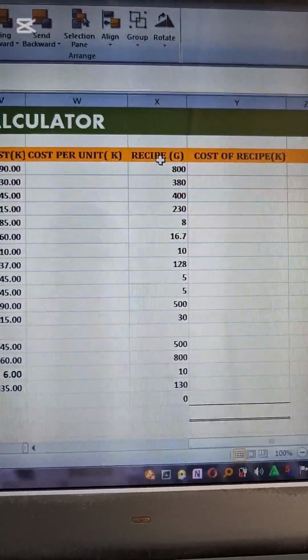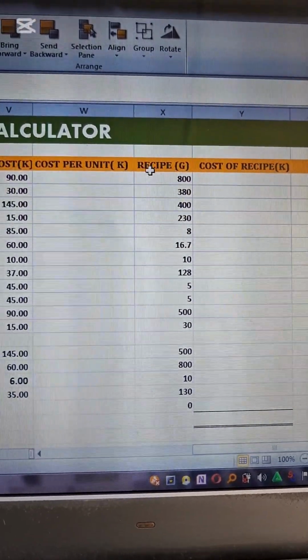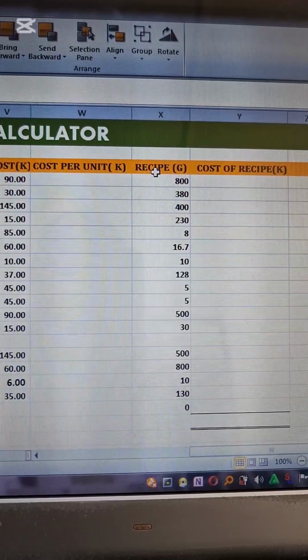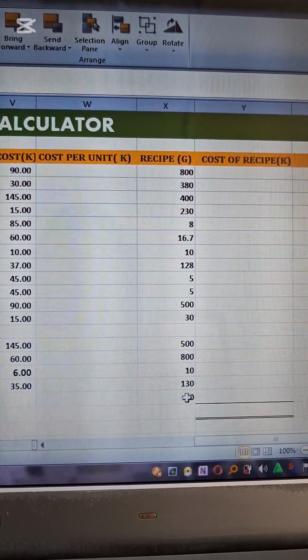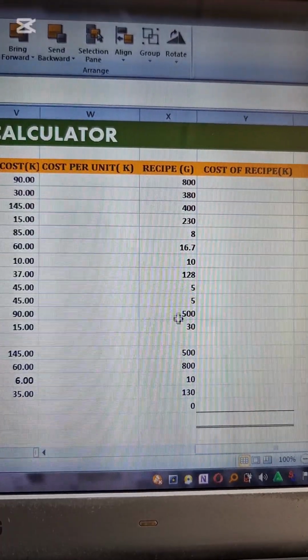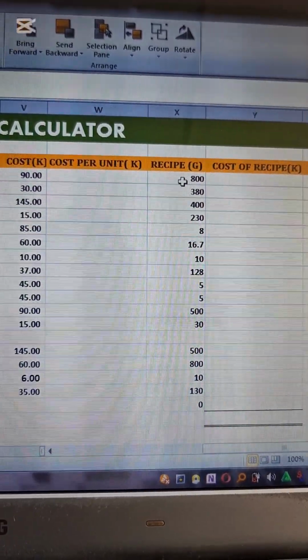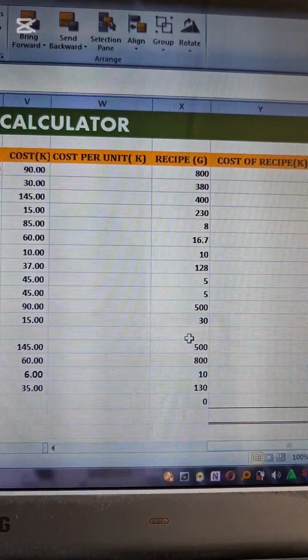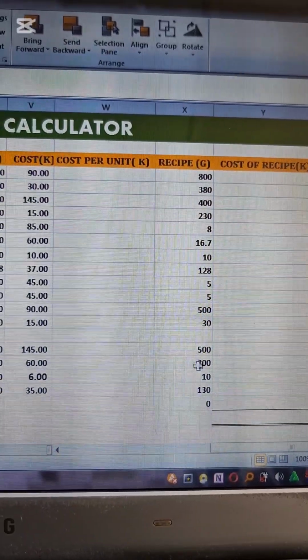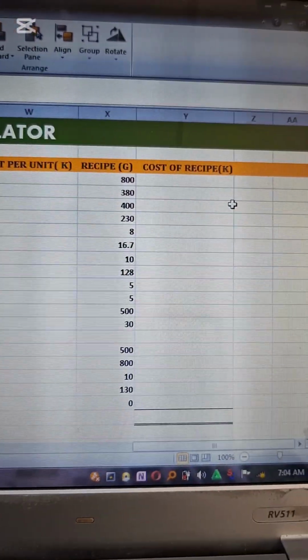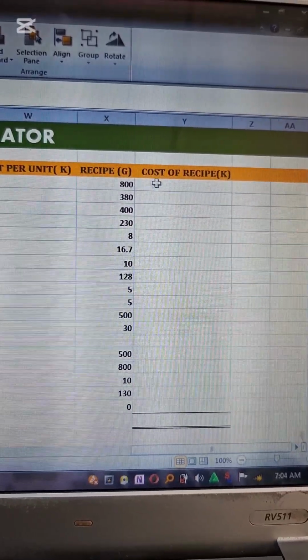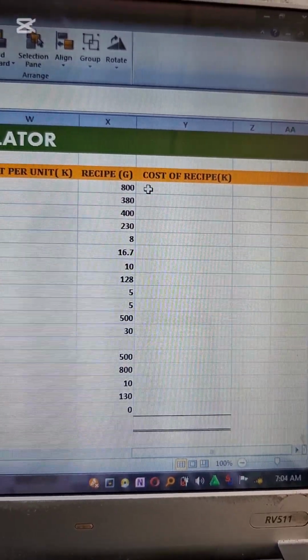In this column, I have everything that we need to make this cake. I've just listed down all the ingredients. This is just the recipe needed to make this cake. So for flour, we need about 800 grams. Then sugar, we need about 380. And for butter, we need about 400, and so on. This is just everything that we are going to require to make this cake.